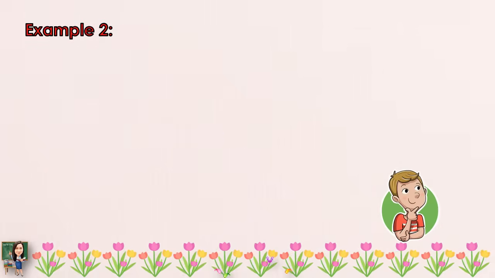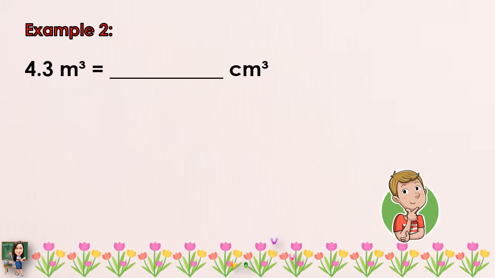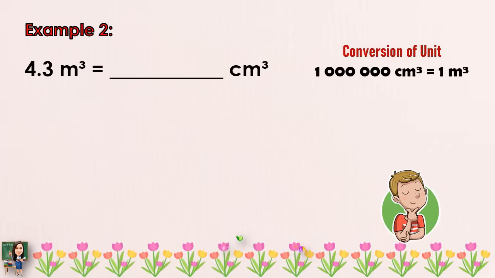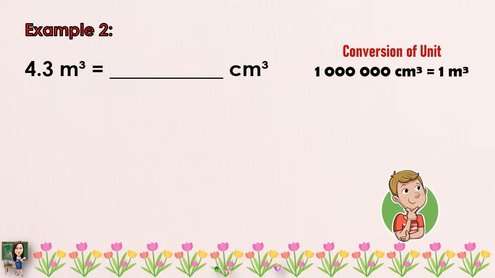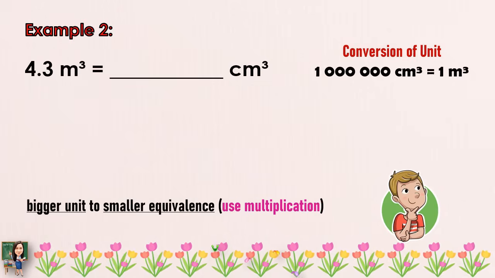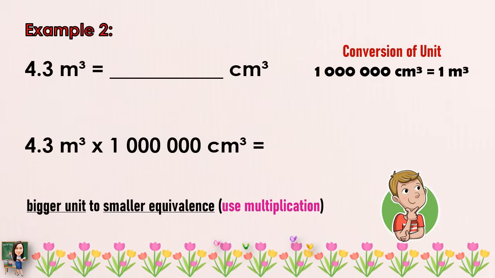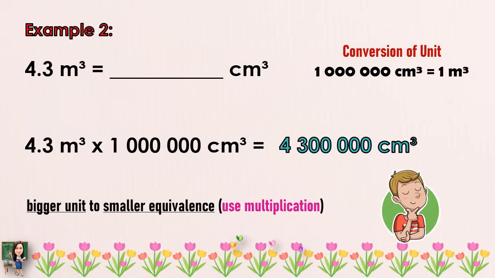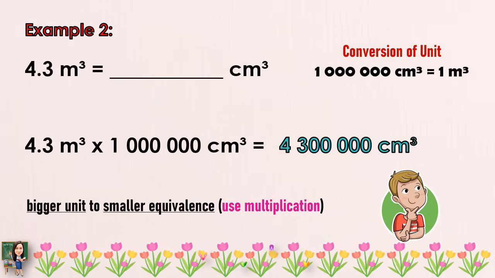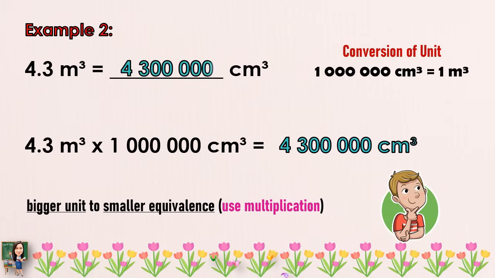Example number 2. 4.3 cubic meters is equivalent to how many cubic centimeters? Remember, in every 1 million cubic centimeters, there is 1 cubic meter. To convert bigger unit to smaller equivalence, use multiplication. So multiply 4.3 cubic meters times 1 million cubic centimeters equals 4,300,000 cubic centimeters. So 4.3 cubic meters is equivalent to 4,300,000 cubic centimeters.